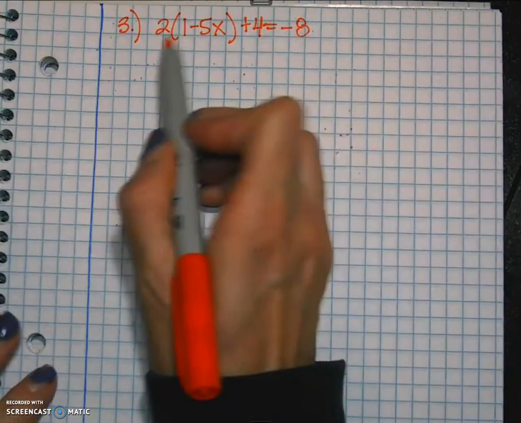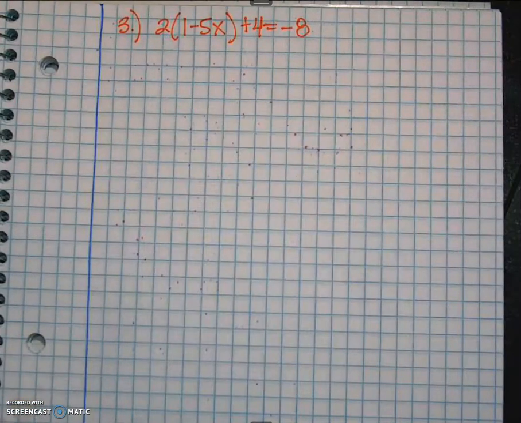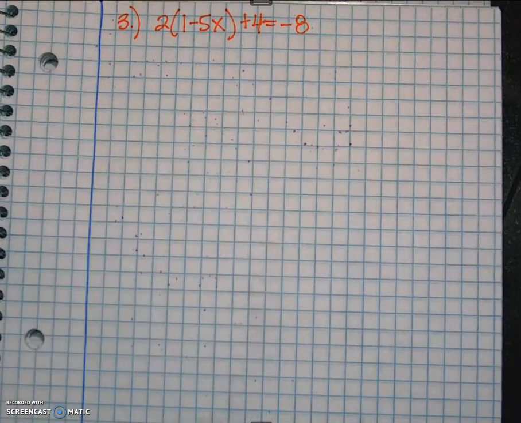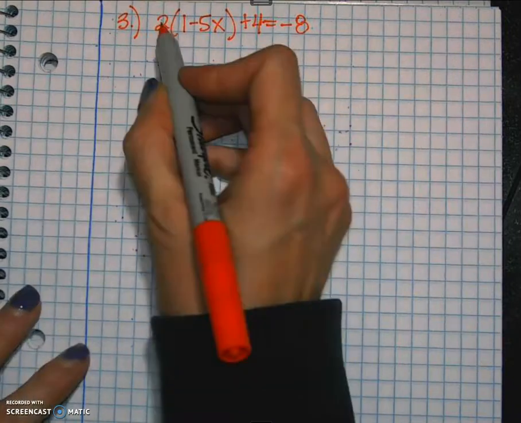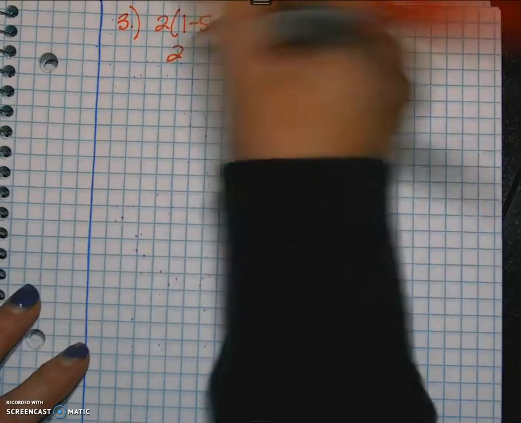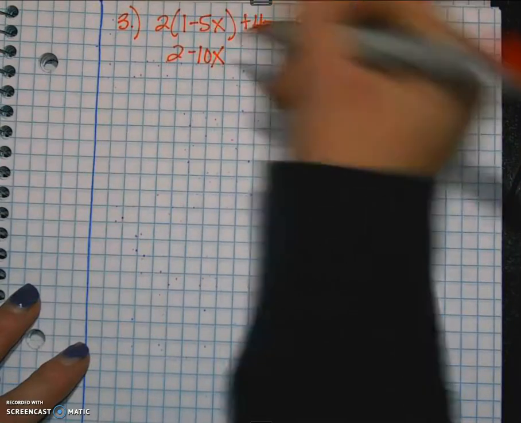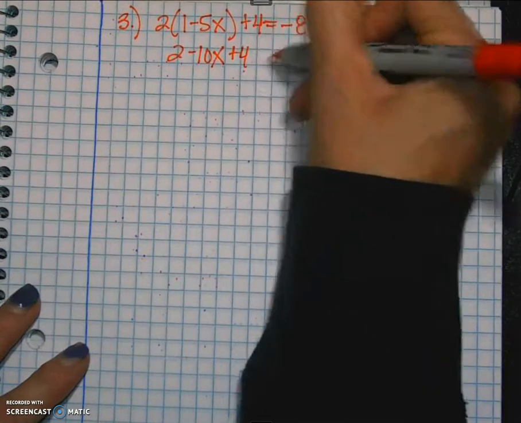This time you're going to notice that you have a number right next to the parentheses. That should remind you that we're going to be using the distributive property. Okay? So the first step for this problem, we cannot add first, we got to do this. So we're going to distribute first. So we're going to take this 2 and multiply it times everything inside. So 2 times 1 is 2. 2 times negative 5x is negative 10x. And then we just bring down the rest of our problem.